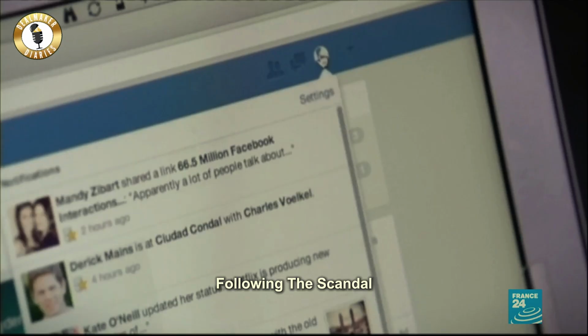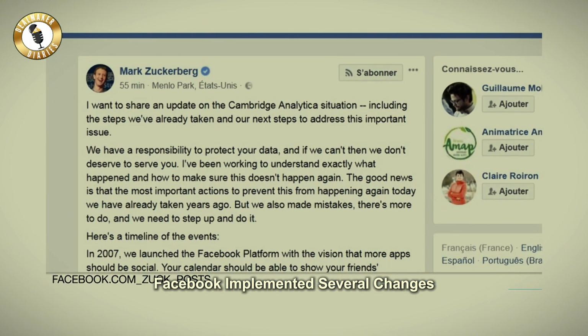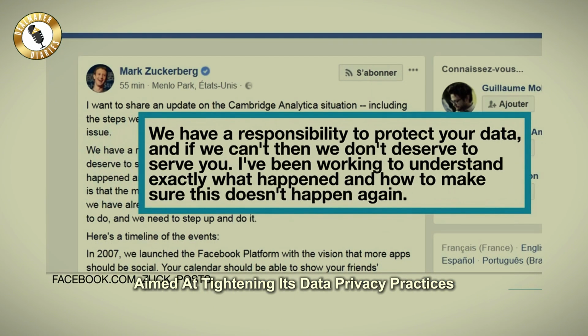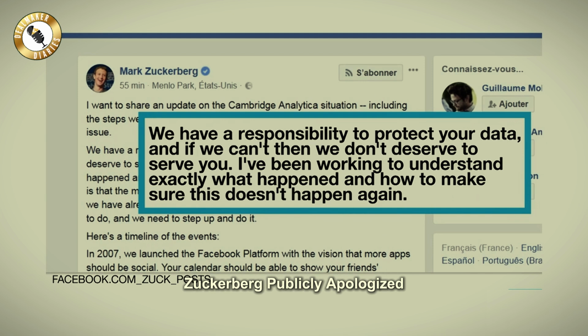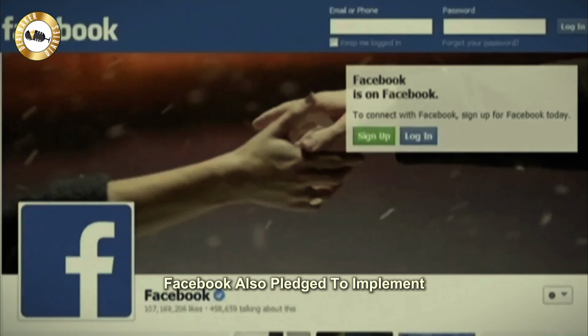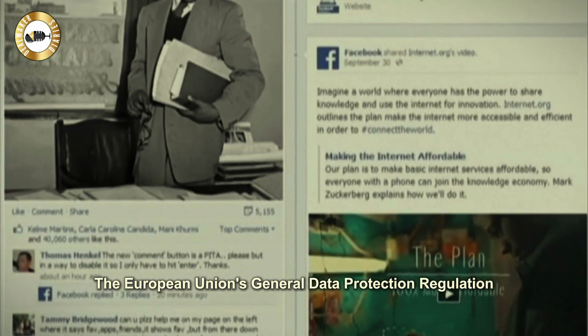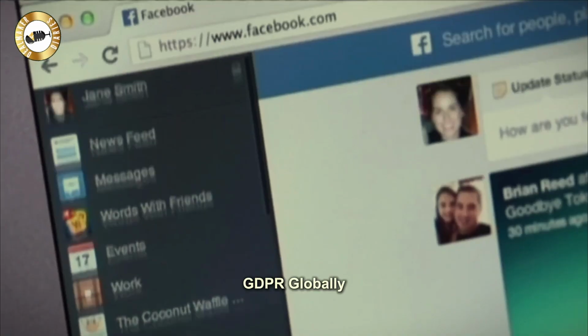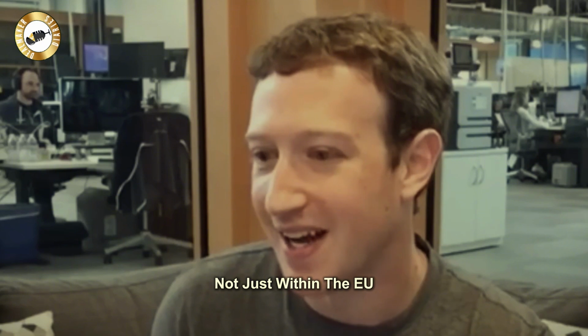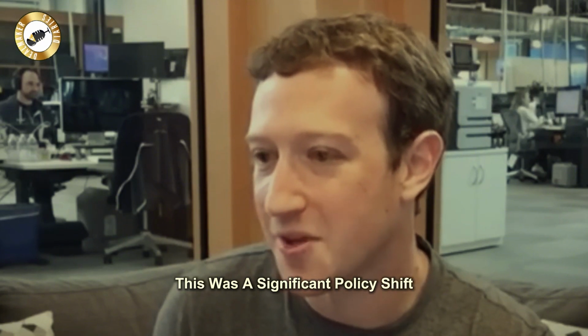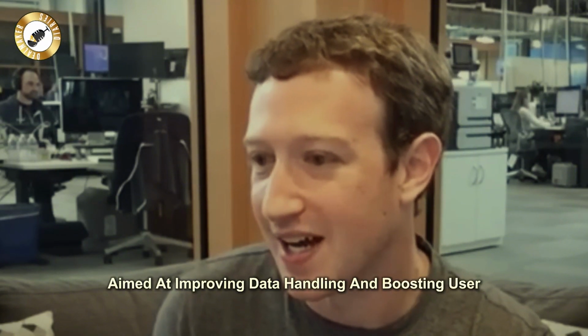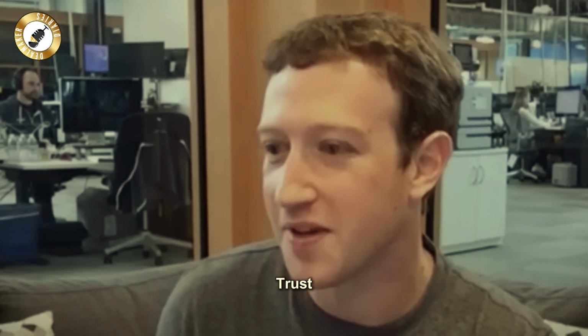Following the scandal, Facebook implemented several changes aimed at tightening its data privacy practices. Zuckerberg publicly apologized and outlined steps the company would take to restrict third-party developers' access to user data. Facebook also pledged to implement the European Union's General Data Protection Regulation, GDPR, globally, not just within the EU. This was a significant policy shift aimed at improving data handling and boosting user trust.